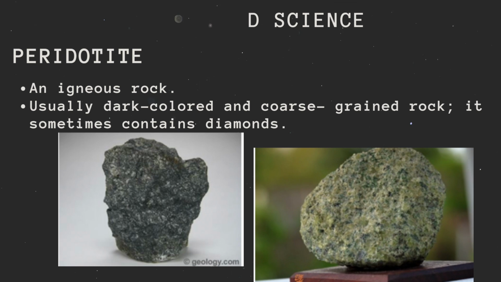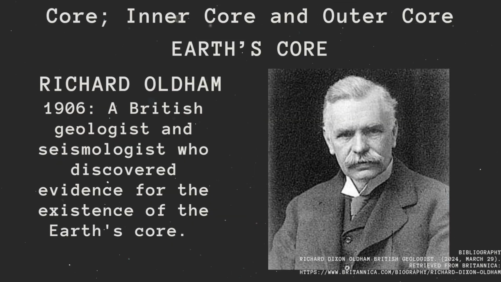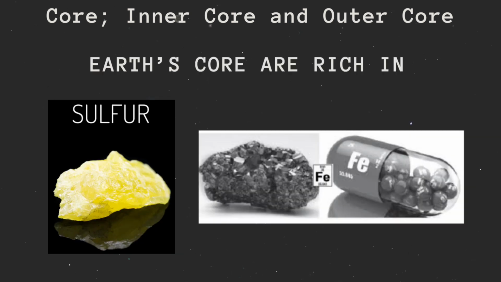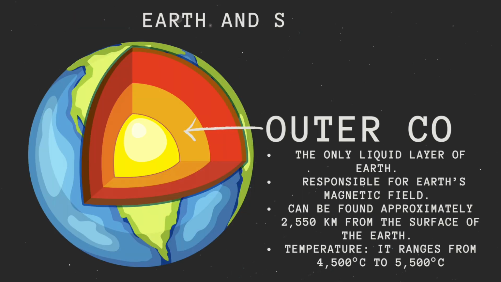Next is the core. The core has two types, inner core and outer core. Earth's core is generally rich in sulfur and iron, and it was discovered by Richard Oldham in 1906. So now, what is the outer core? The outer core is the only liquid layer of the Earth, and it is believed to be responsible for Earth's magnetic field.